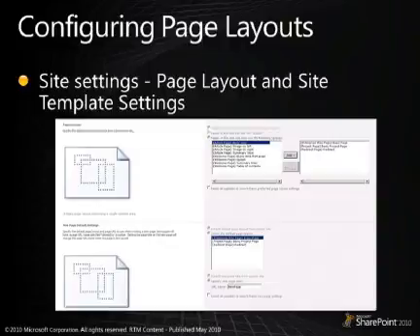After the new page layout is available, we'll need to configure it to be explicitly available for the Enterprise Wiki sites. This can be done using the page layout and site templates setting functionality available from the site settings page. This is similar functionality as for any publishing site.